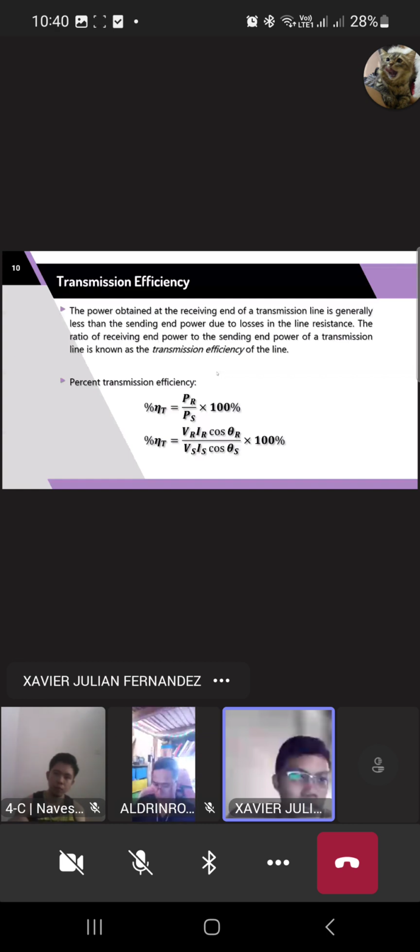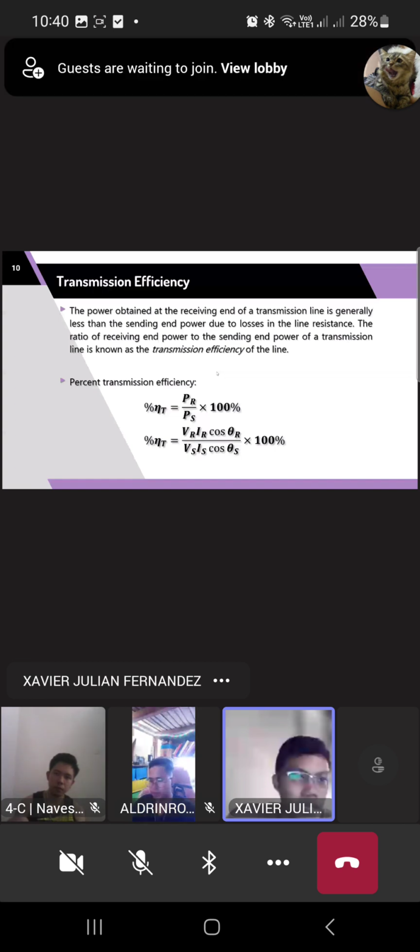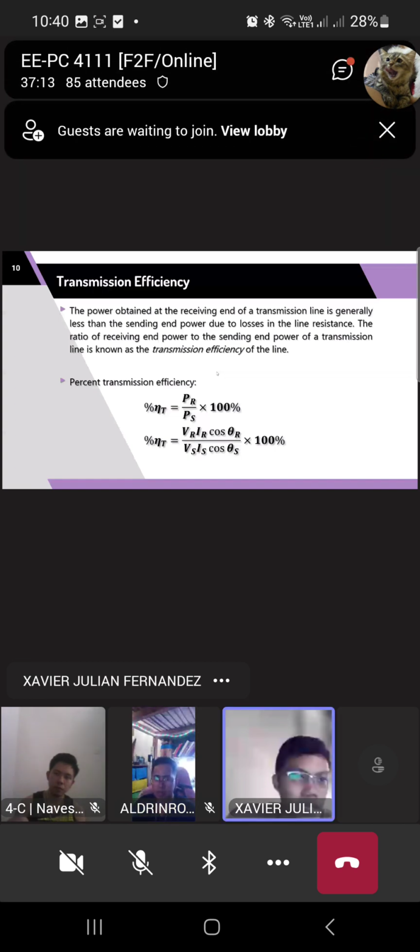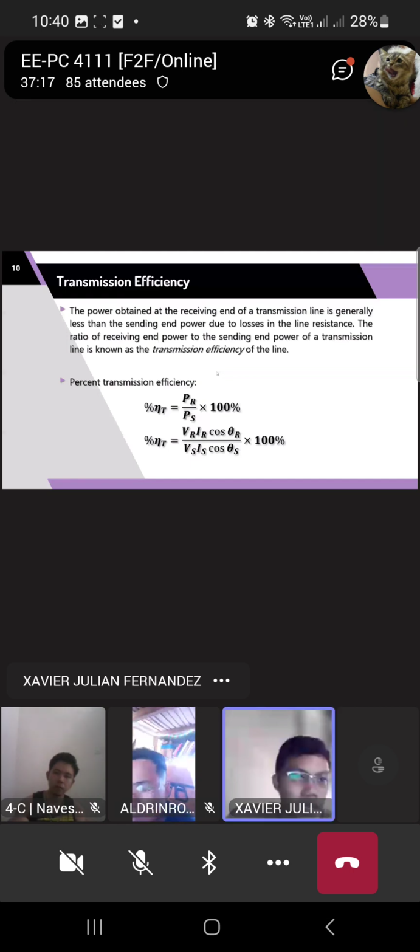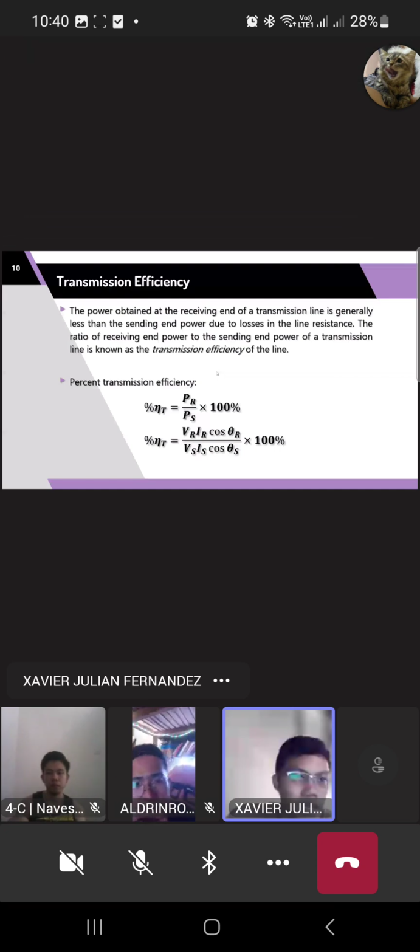So, voltage regulation and transmission efficiency are the most important metrics for our transmission line model. Regardless of whether it's short, medium, or long, that does not change. Voltage regulation and transmission efficiency are the indicators of the performance of our transmission line. Question: what would we expect for a transmission efficiency? A high value or a low value? Anyone?